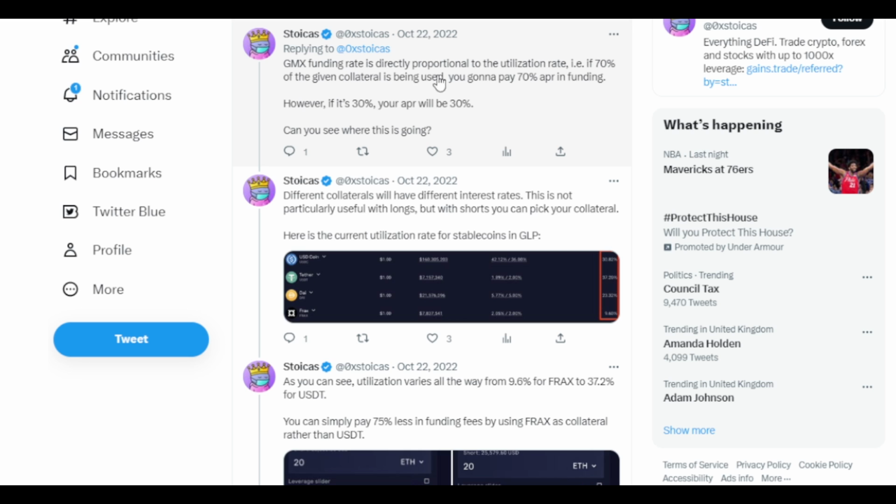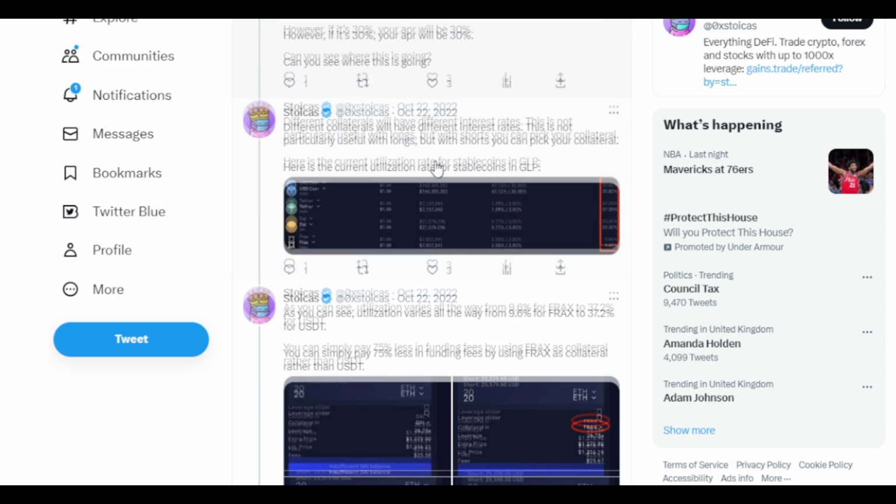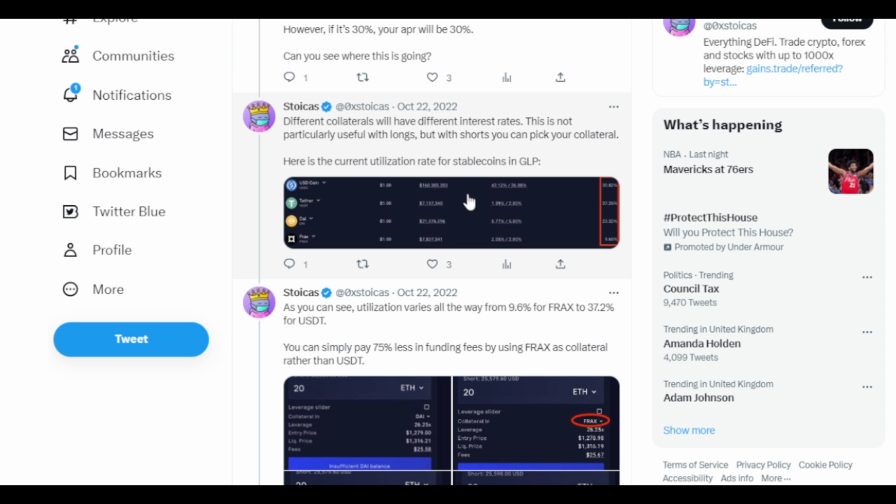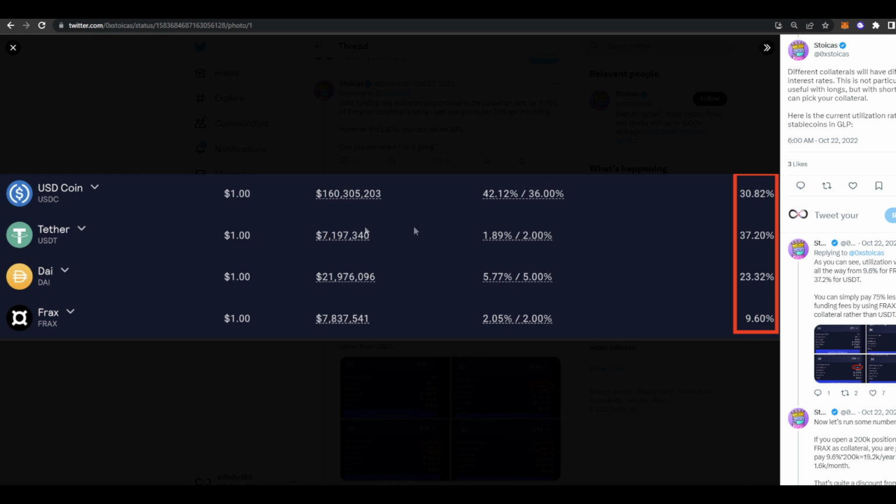GMX funding is directly proportional to the utilization rate. So if 70% of the given collateral is being used, you're going to pay 70% APR in funding. However, if it's 30%, your APR will be 30%. So you can look at the current utilization rates for stablecoins in GLP here. So USDC is 30%, Tether is 37%, DAI 23%, and Frax 9%.